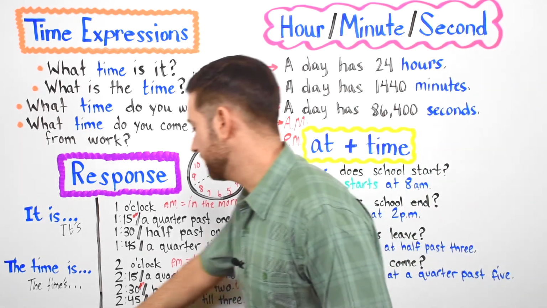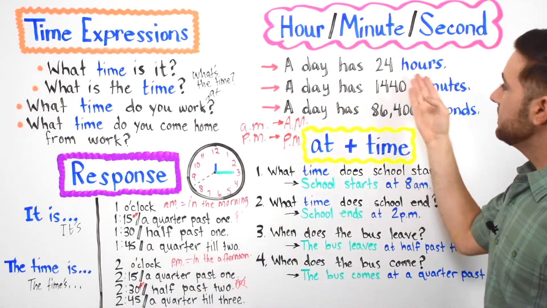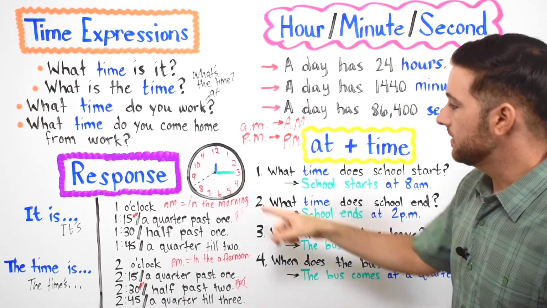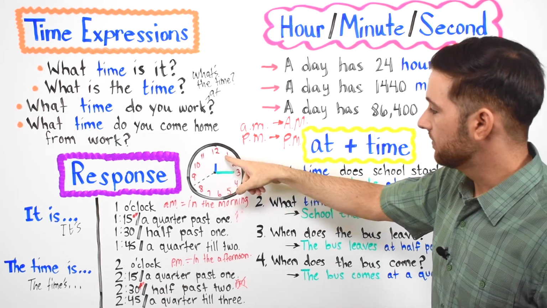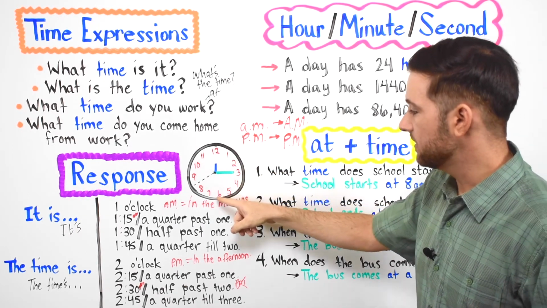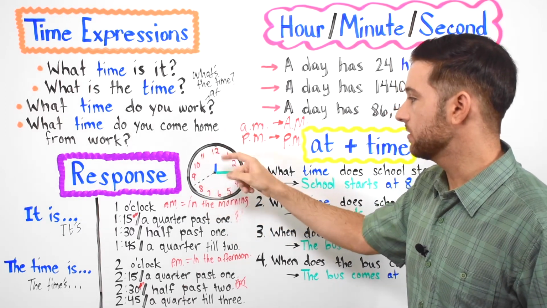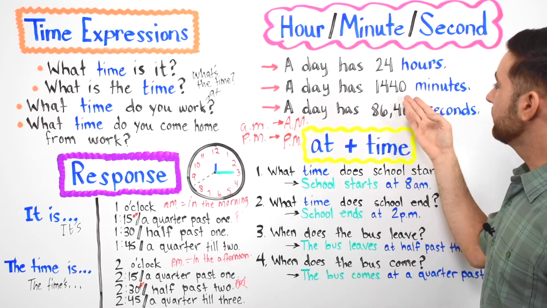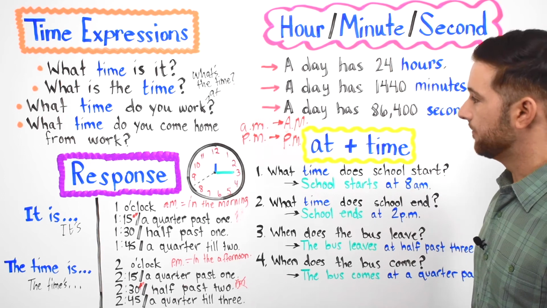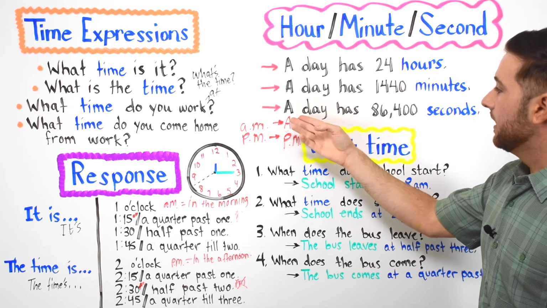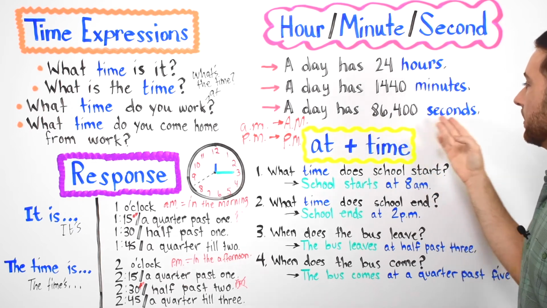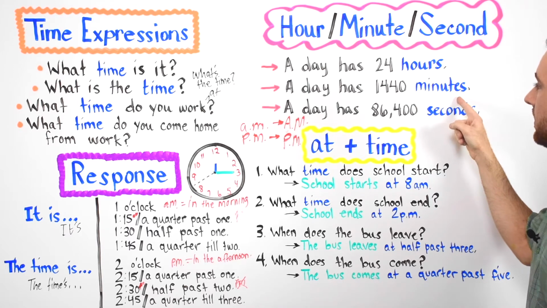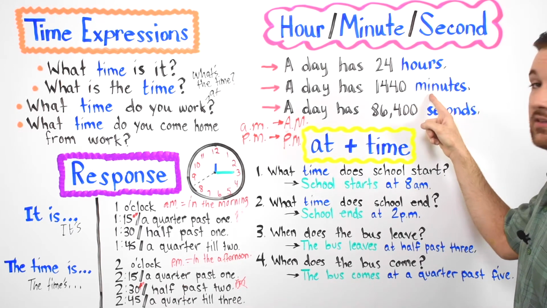Okay, so for example, a day has 24 hours. Okay, so on the clock, there are 24 hours in a day. So here we have 12, and then 13, 14, 15, 16, 17, 18, 19, 20, 21, 22, 23, 24. A day has 24 hours. A day has 1,440 minutes. Okay, minutes. And a day has 86,400 seconds. Okay, now in every minute there is 60 seconds, and in every hour there is 60 minutes.